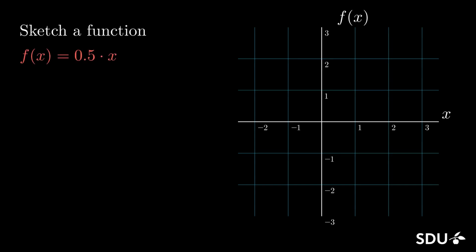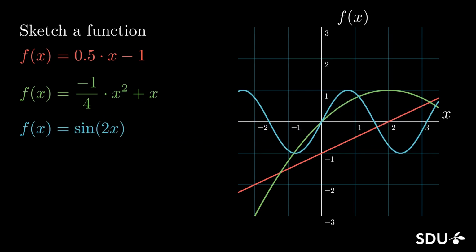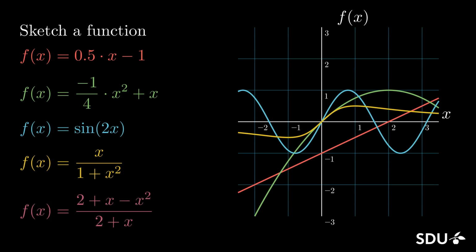In mathematics, a function is a relation between an input value and an output value. These can be represented in the form of an equation, like shown here, but often also as a visual representation in a coordinate system as shown on the right. In this video, we'll see how to go from the expression to the visual representation.